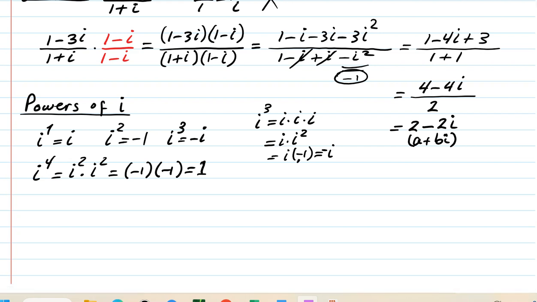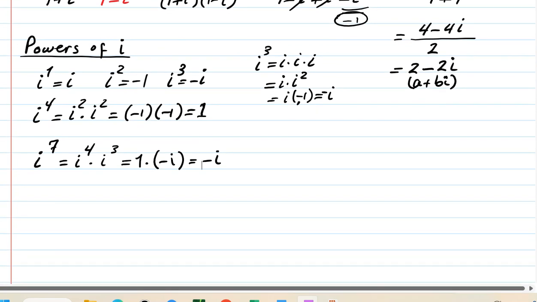The odd powers of I are imaginary, either I or negative I. Okay, so for example, let's say I want to do I to the 7th power. It's an odd power, so the answer is going to be either I or negative I. And let's see, I'm going to write it as I to the 4th times I cubed. I to the 4th is 1, we just showed that, and I cubed is negative I. So I to the 7th is negative I. So that's how we can do powers of I.